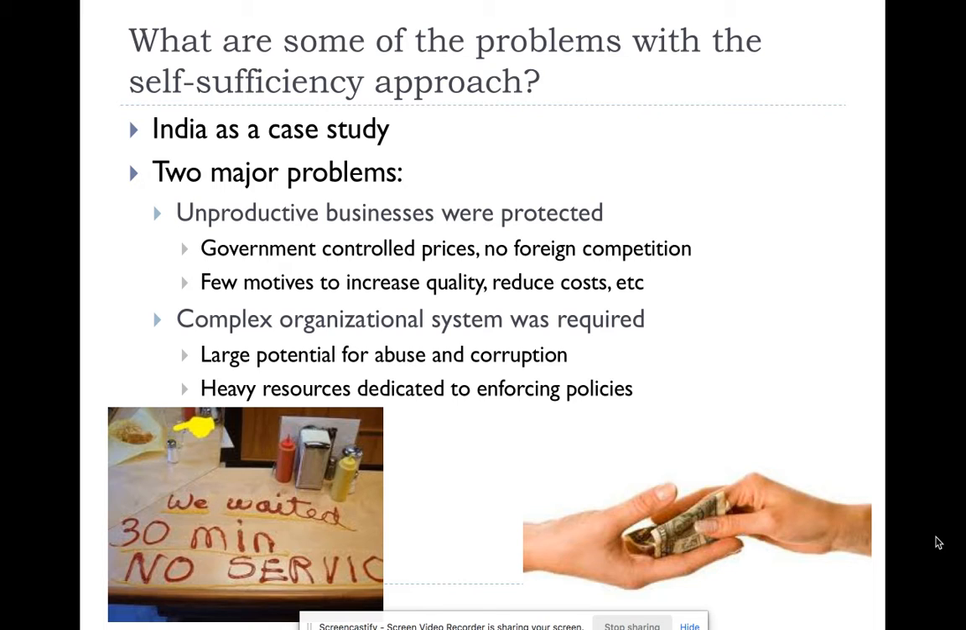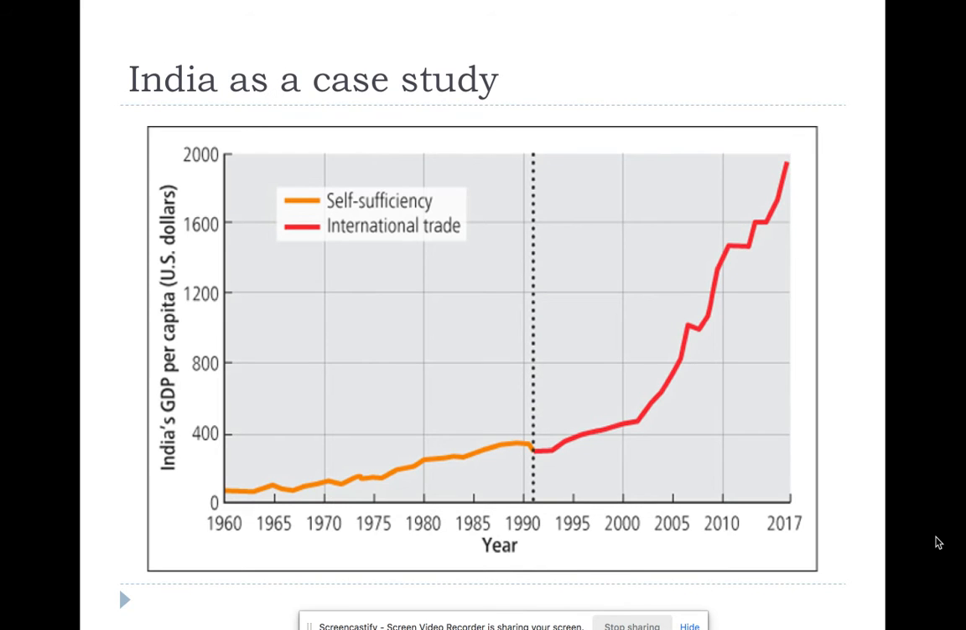The other thing that we see is that with all this organization that was put in place to give a lot of protections, I should say, to those companies in India, we saw a large potential for abuse of power and corruption. And so the government and a lot of the bureaucracy that was created became corrupted. And that led to heavy resources being dedicated to trying to enforce those policies, which, again, isn't probably the most productive way to deal with things. All right, so that's your self-sufficiency approach. So here's India as your case study.